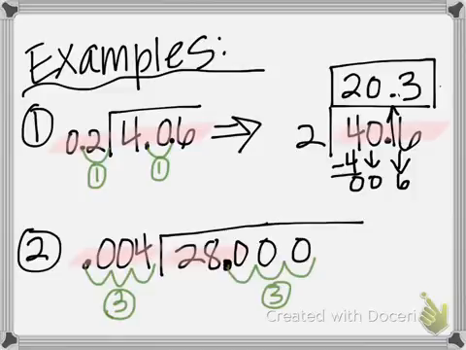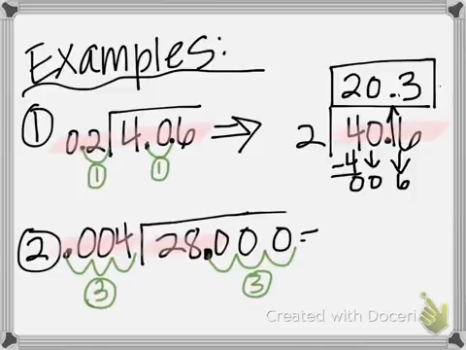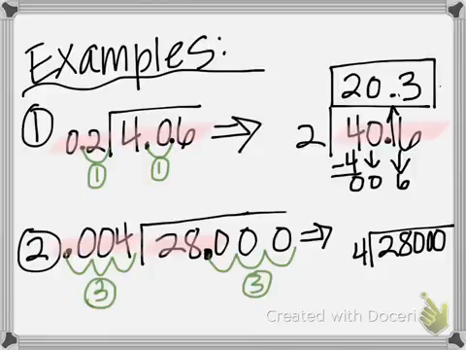Let's rewrite the problem so it's less confusing. So our new problem is 28,000 divided by 4, and we do simple division. So our answer is 7,000.